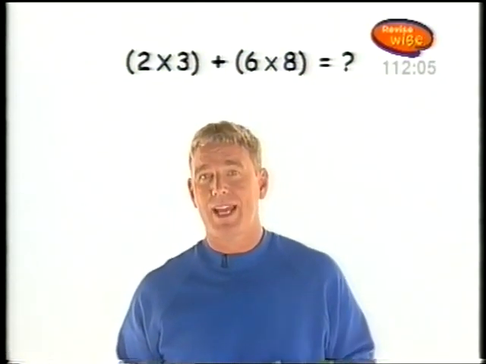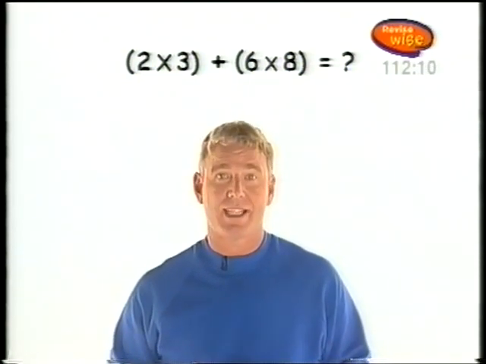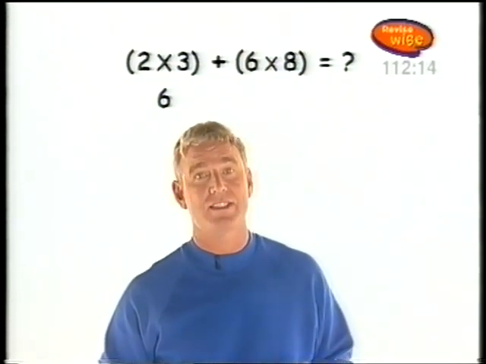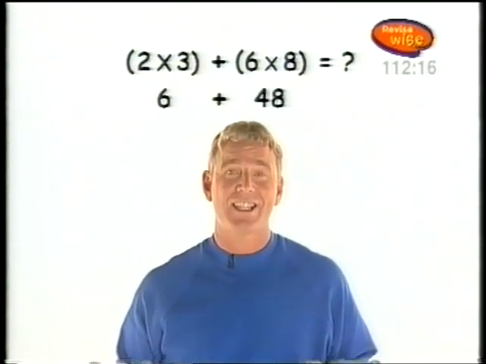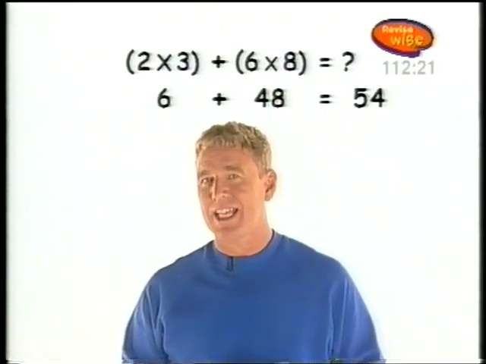Now, we could do this in our head and jot things down as we go. The 2 times 3 in brackets is 6, and the 6 times 8 in the other brackets is 48. Add them together is 54. Now, how can you do this on the calculator?